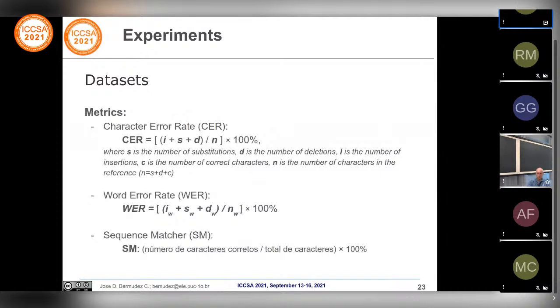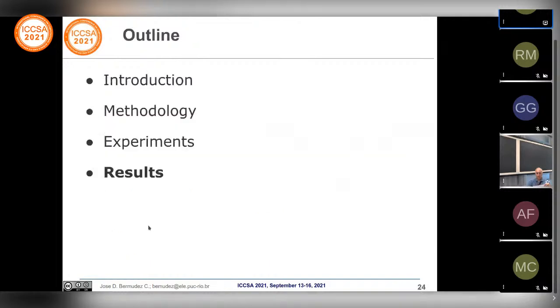To evaluate the performance of the model, we use three metrics: the character error rate, the word error rate, and the sequence matcher. The character error rate measures the error in terms of characters, and in the case of the word error rate, it measures the error in terms of words. The sequence matcher is the accuracy metric.